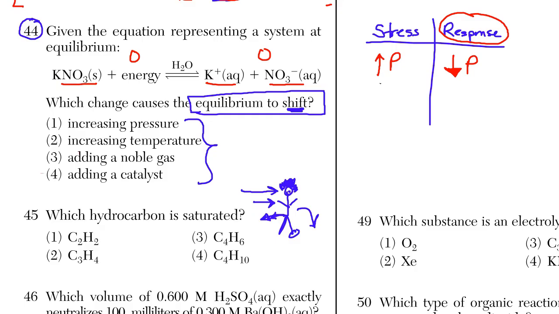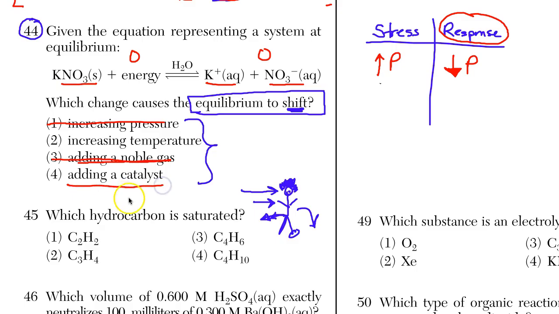So if we look at choice 3, adding a noble gas. Well, a noble gas, first of all, doesn't react with anything, but even if it did react with something here, the noble gas does not affect the ions or the reaction. So the noble gas, which has no reactivity, will have absolutely no effect because it doesn't react with any of the reactants or products. So that would also cause no shift.